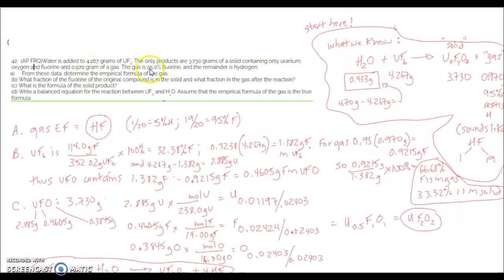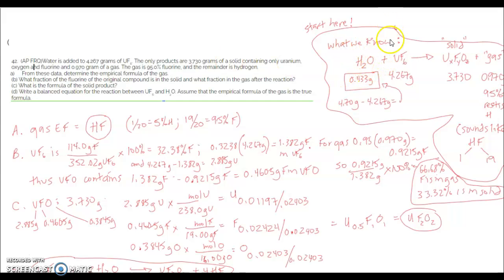That gas happens to be 95% fluorine, and the remainder is hydrogen. I have to admit that that's a perfect match for HF, which is a very common substance. Hydrogen worth 1, fluorine worth 19. That's 5% hydrogen, 95% fluorine. You could calculate it out, but to save time, let's just assume that gas is HF.